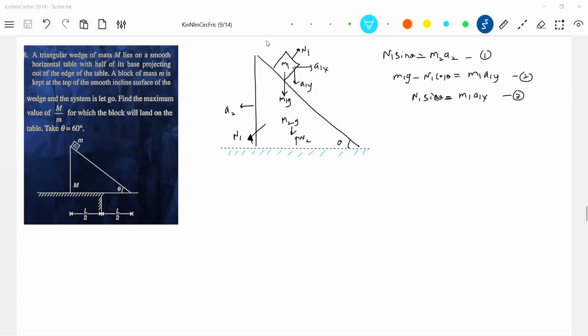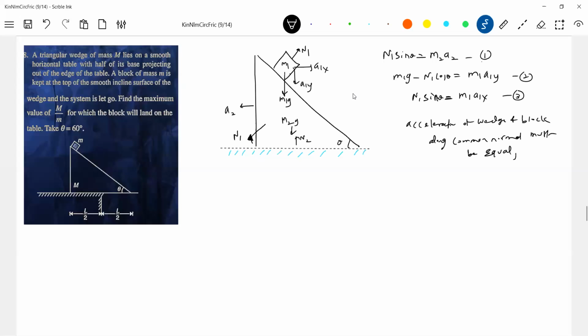No external forces along the x-axis. So the acceleration normal to the wedge is 0. Acceleration along the common normal must be equal. The acceleration of the wedge, the acceleration of this point, should be equal to the acceleration of this point along the common normal. The acceleration of the wedge and block along the common normal must be equal.